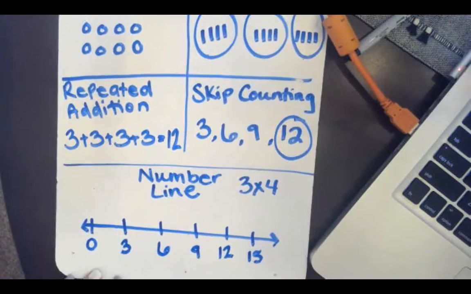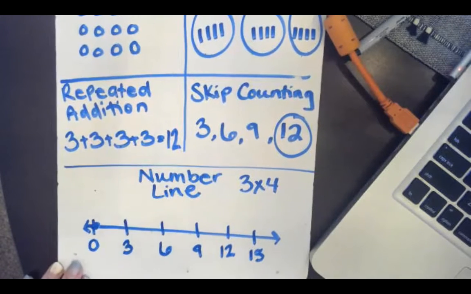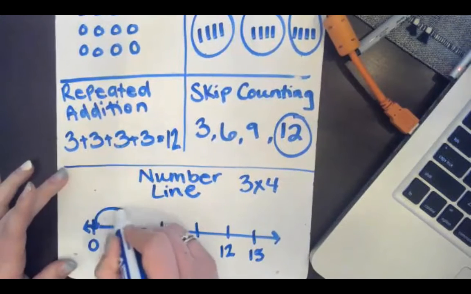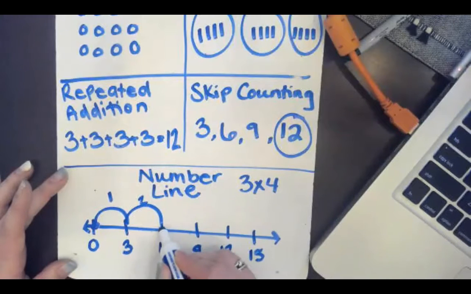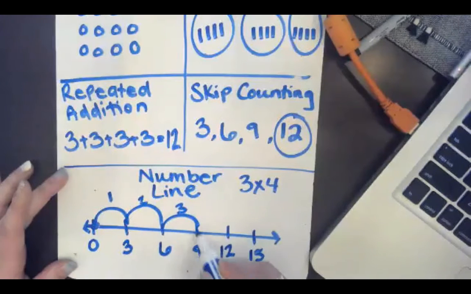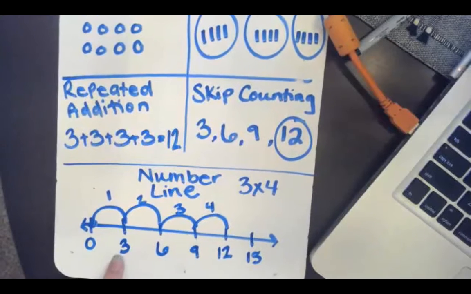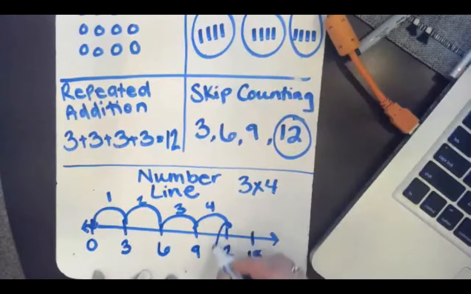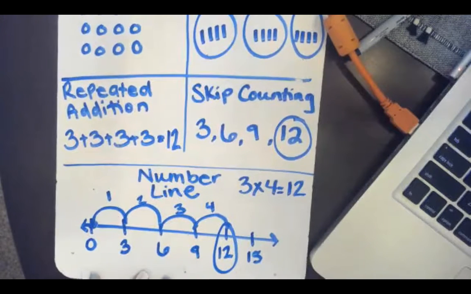So when we skip count on a number line, we start with 0, and I'm going to skip count by 3 4 times. So here's 1 jump, 2 jumps, 3 jumps, and 4 jumps. So I skip counted by 3s 4 times, and I ended up at 12. So 3 times 4 is 12.